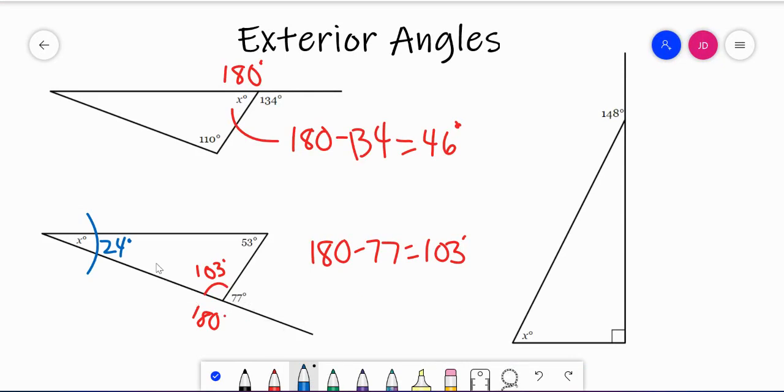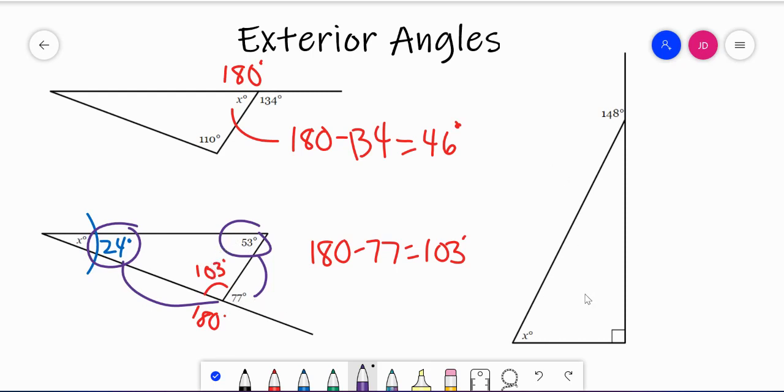Here's another shortcut you could have done. What do you notice about these two? 24 and 53 add up to the exterior angle, 77. So another way you could have gotten this was by taking 77 minus 53, and you get 24. The exterior angle is the sum of the two non-adjacent interior angles. We can use that in the future.